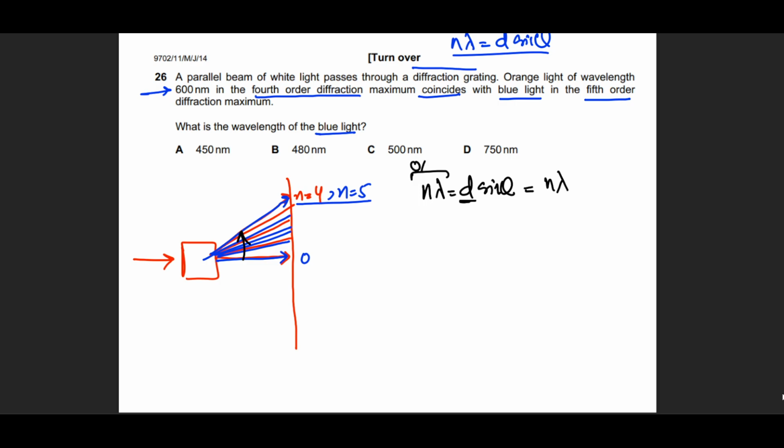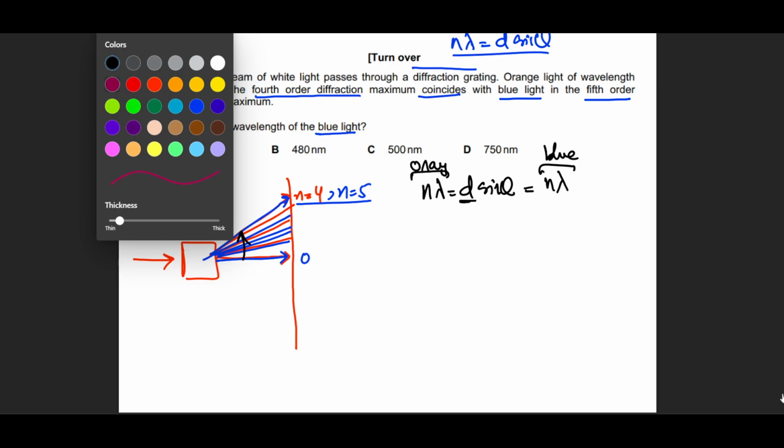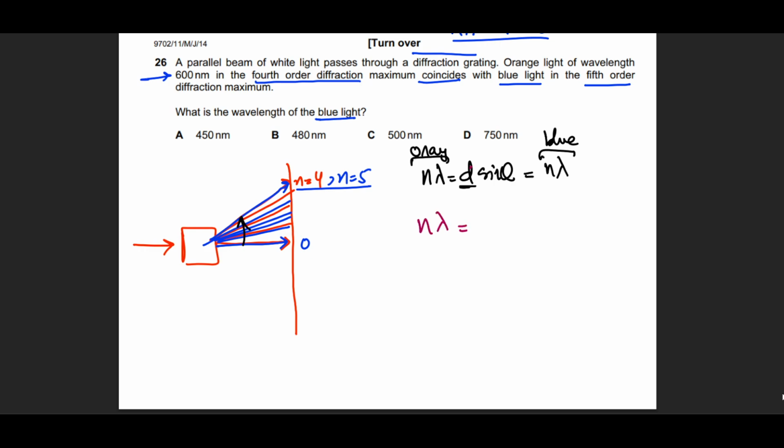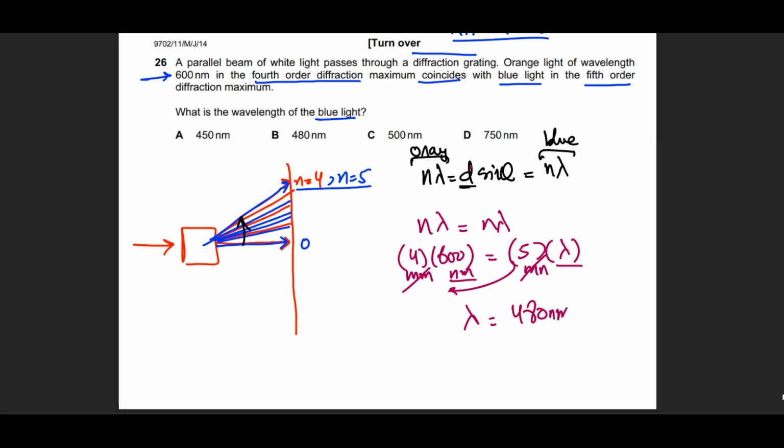On this side I'm going to deal with the orange color, and on this side the blue color. d sine theta is exactly the same for both of them. So let's replace the values: n lambda equals n lambda. Over here we have the fourth order of the orange color, which is 600, equals the fifth order for that lambda. I'm not changing the millimeters and nanometers here, because the millimeter will cancel out and the nanometer is required for the wavelength. Now when you find the wavelength, 5 is going to get divided over there. You're going to get an exact answer of 480 nanometers. This is the answer to the question.